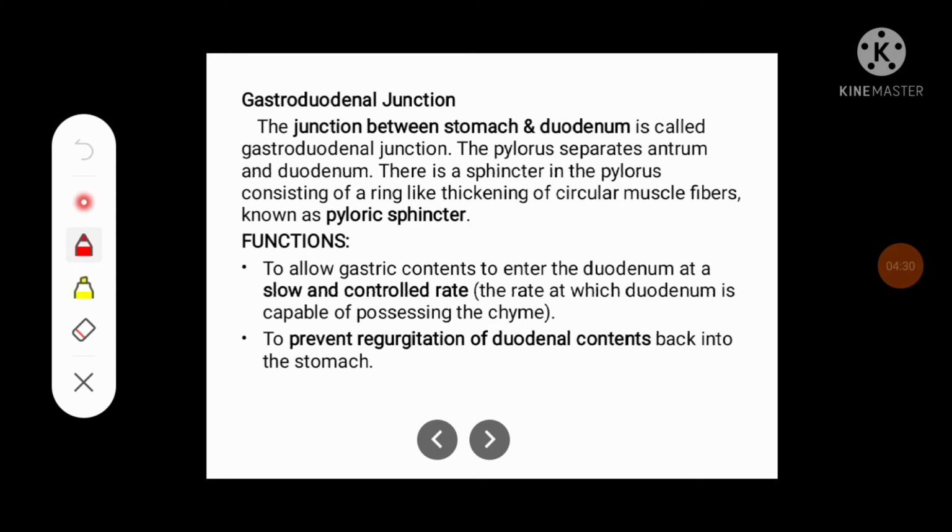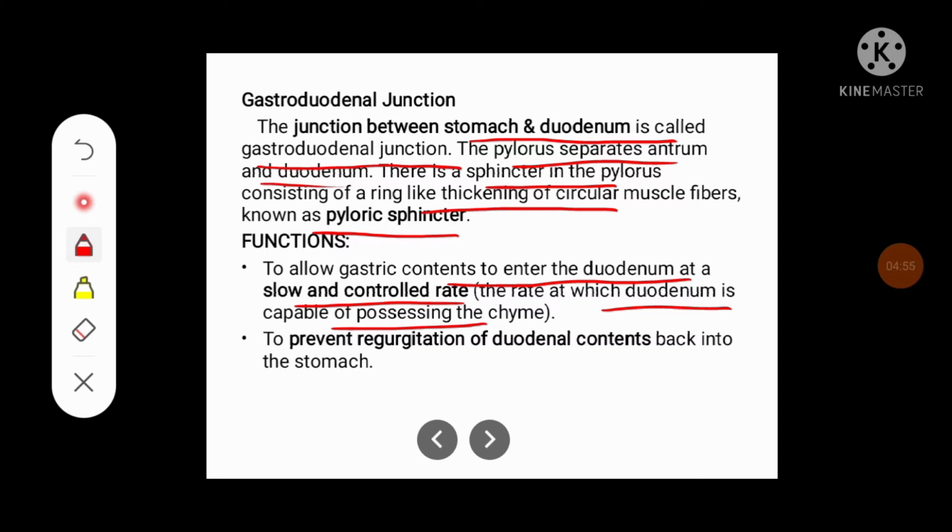The junction between stomach and duodenum is called the gastroduodenal junction. The pylorus separates antrum and duodenum. There is a sphincter in pylorus consisting of a ring-like thickening of circular muscle fibers known as pyloric sphincter. So this allows the gastric content to enter into the duodenum at a slow and controlled rate, the rate at which the duodenum is capable of processing the chyme, and to prevent regurgitation of duodenal contents back into stomach.